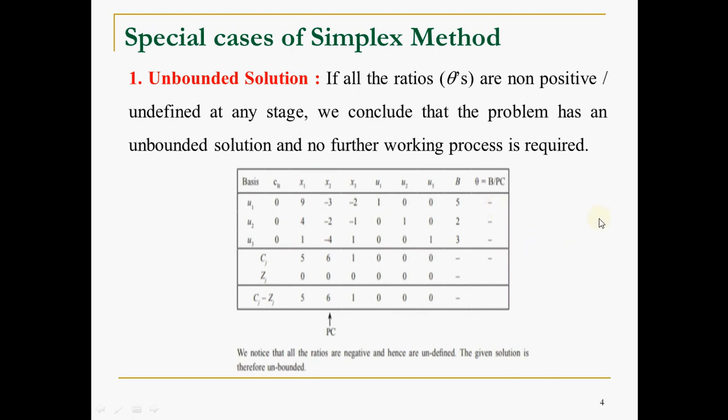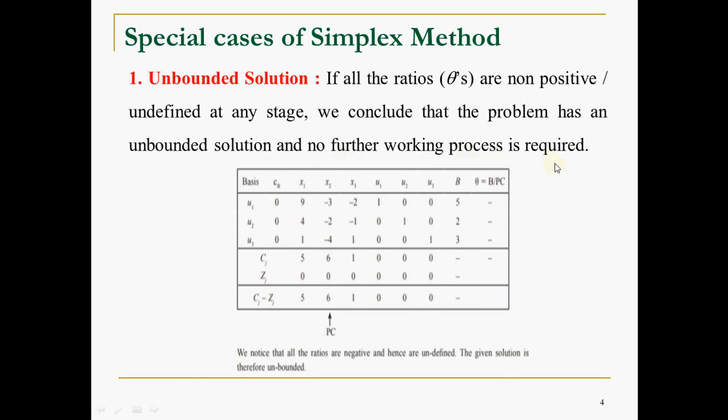But in this case, our observation is that all the ratios, that is thetas, are non-positive, or sometimes maybe undefined also. This may be because the pivot column elements may be zeros or negatives. So we can say they are non-positive or undefined. This may arise at any stage, maybe in the beginning itself or in between. Then we conclude that the problem has an unbounded solution and no further working process is required.